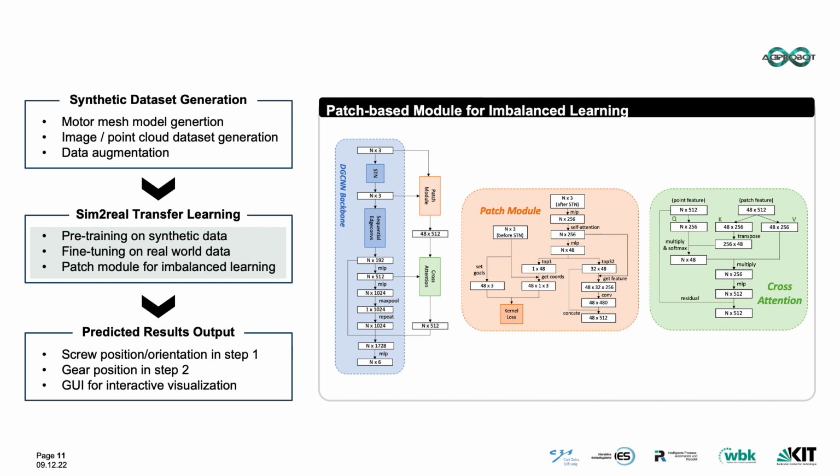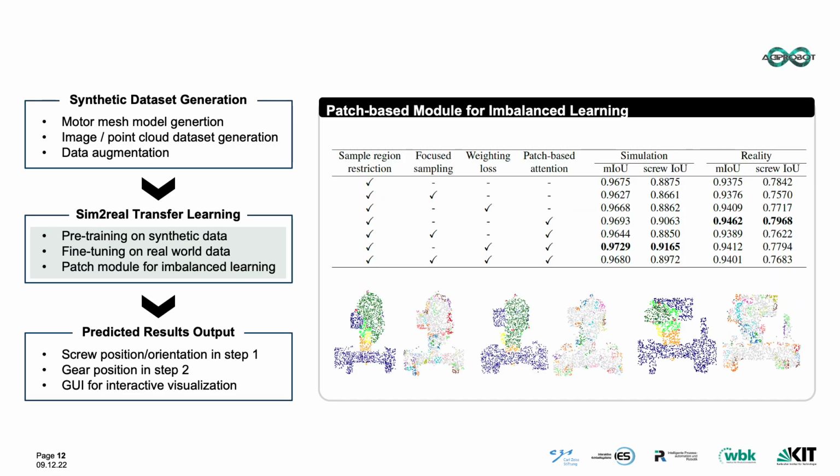The third one is weighting category loss. And the last one is a patch-based attention network. Its key idea is to force the network to learn a same number of kernel points for all categories by using an additional kernel loss. Experimental results are given on this slide.